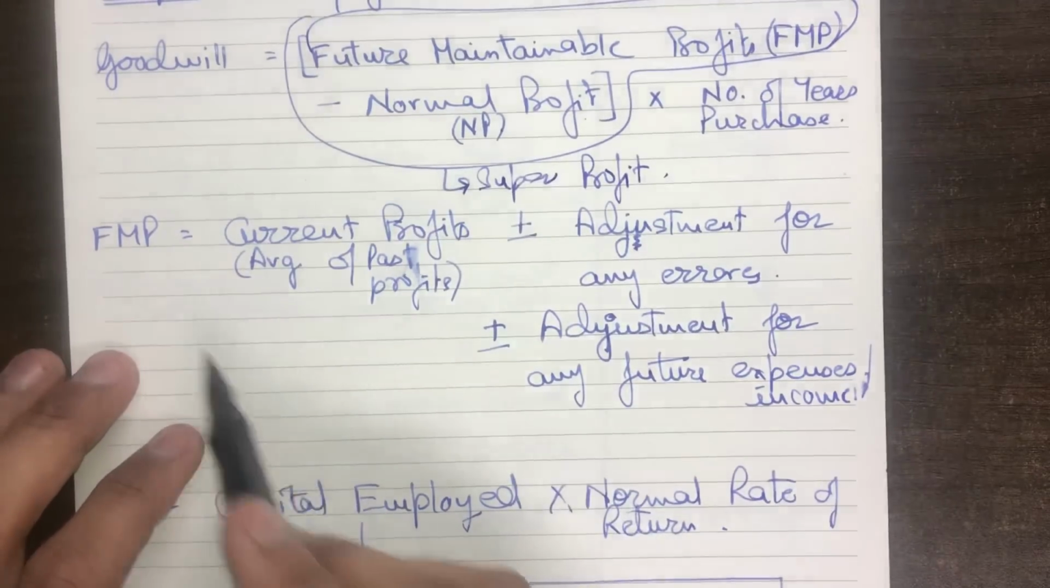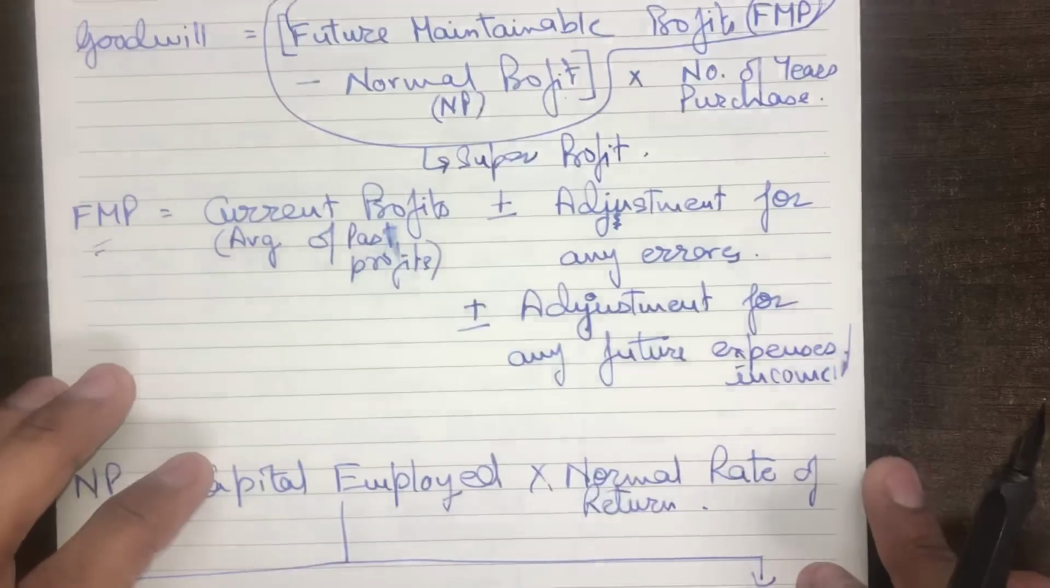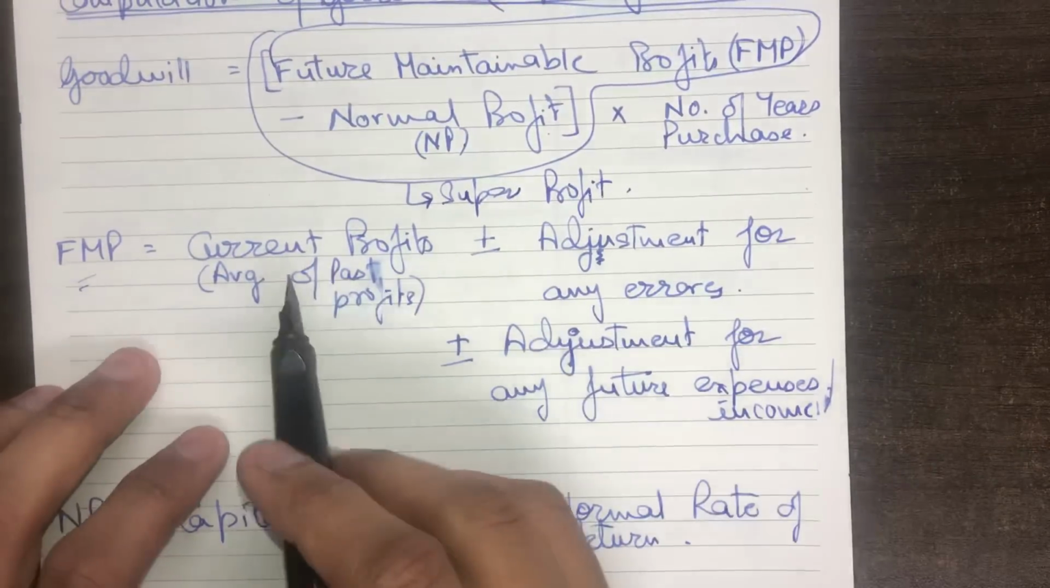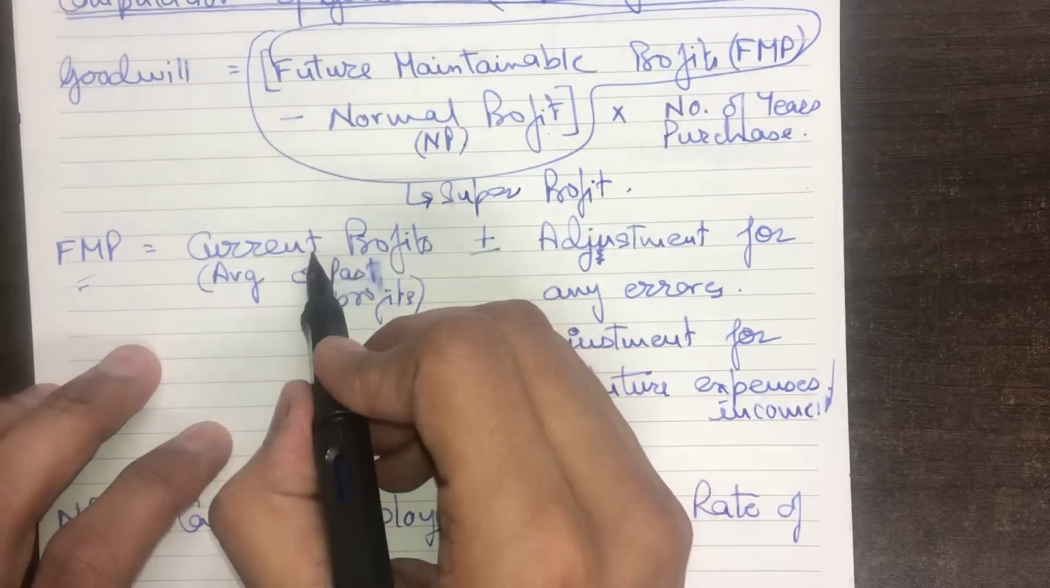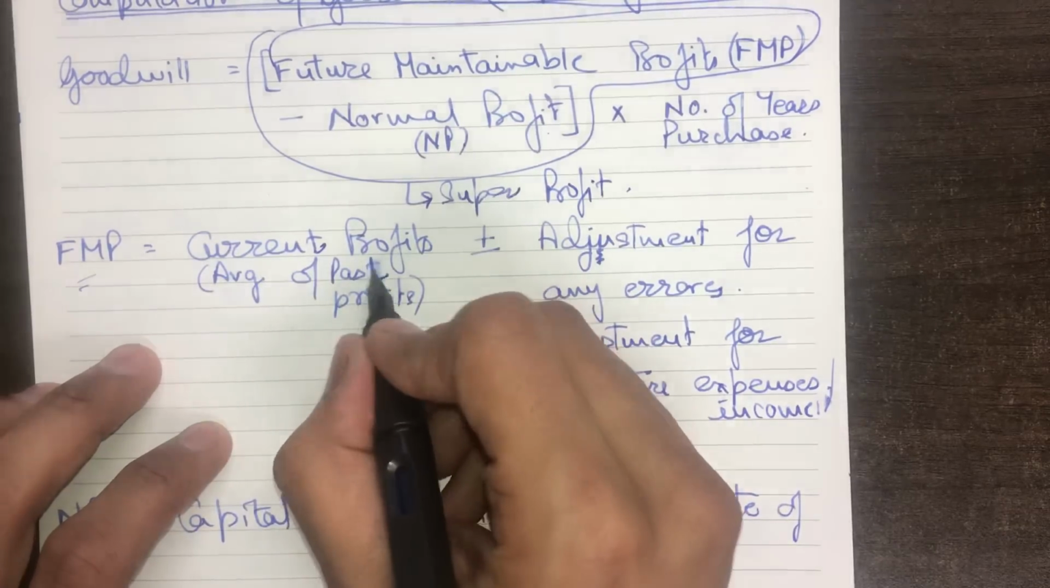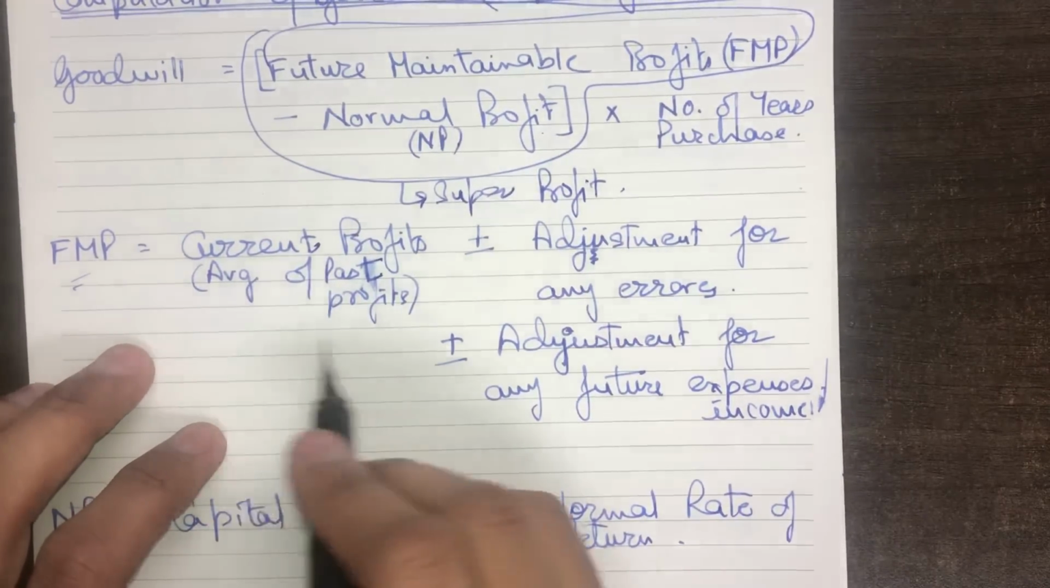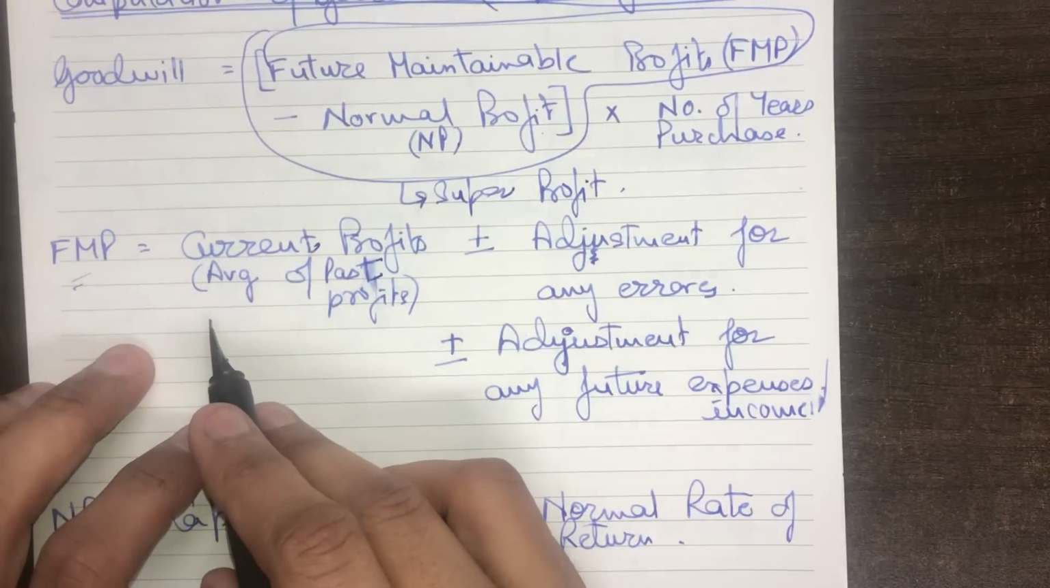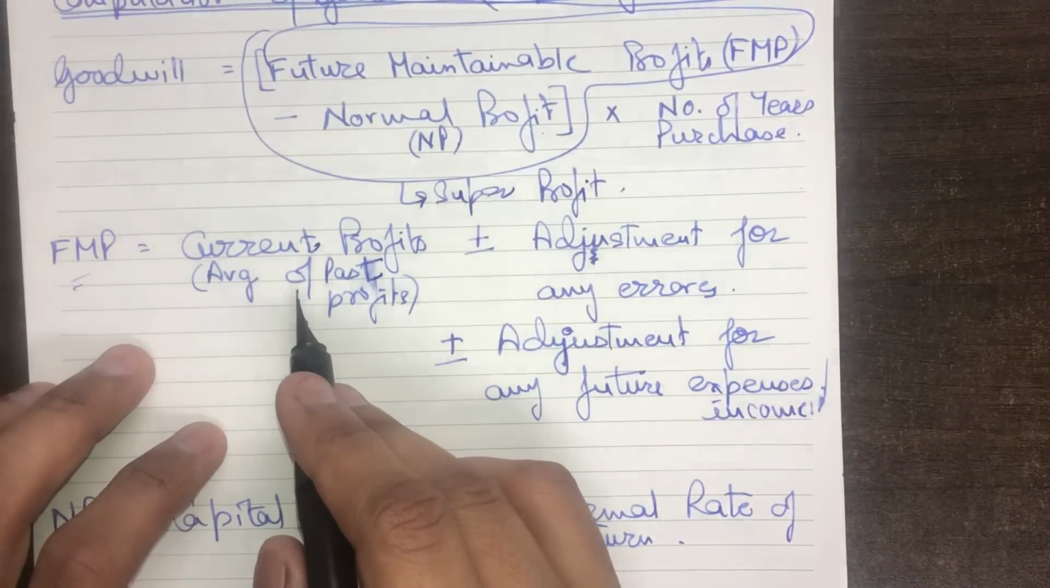Now, sir, please tell us what is future maintainable profit. So future maintainable profit is the current profit which you have earned just now, or it can also be an average of past years' profit. You have earned, the data is given to you for past 4 years or 5 years.